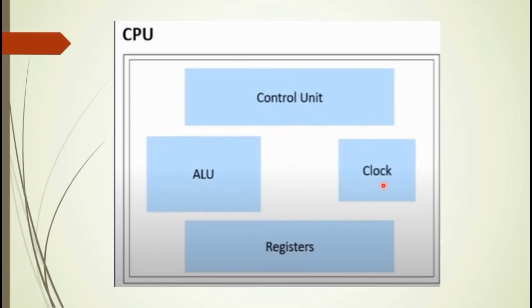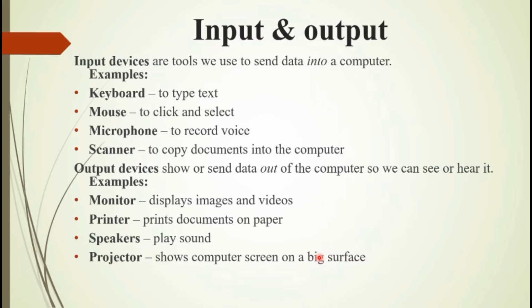Here, the CPU mainly contains four blocks: control unit, ALU, clock, and registers. The control unit handles all the processes which are running in it, and ALU is the arithmetic logic unit which handles the logical operations like AND, OR, XOR. The clock shows the time, and registers are small blocks which store the data in them.